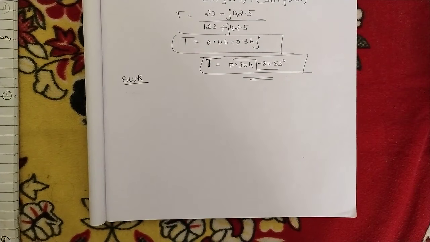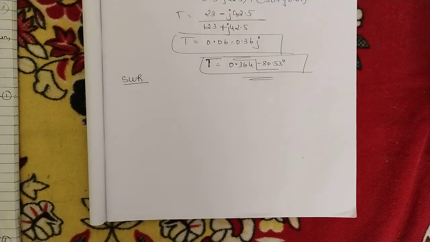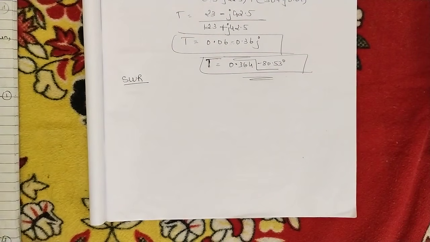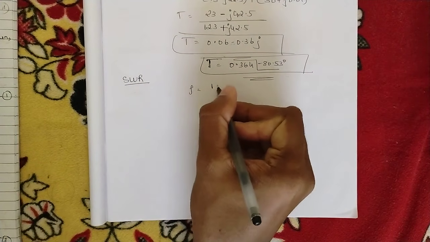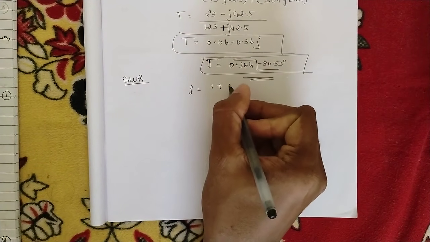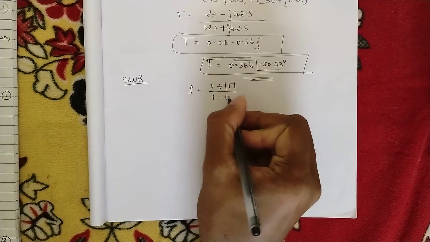So as I've told you in one of my previous videos, I had left one problem, right? At that time I did not cover the concept of SWR, standing wave ratio. So in the previous video I covered the concept and we got a formula for standing wave ratio, that is in terms of rho it is given by 1 plus magnitude of gamma divided by 1 minus magnitude of gamma, right?